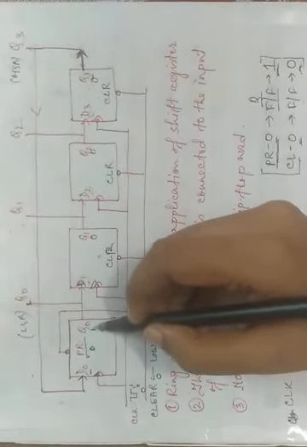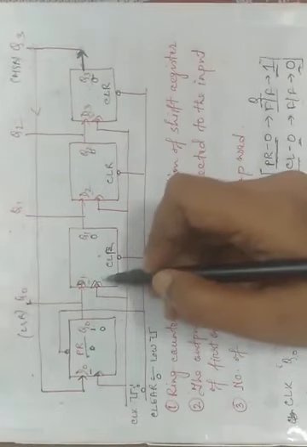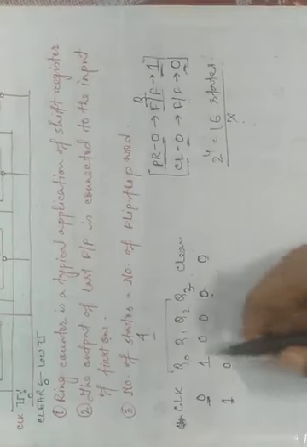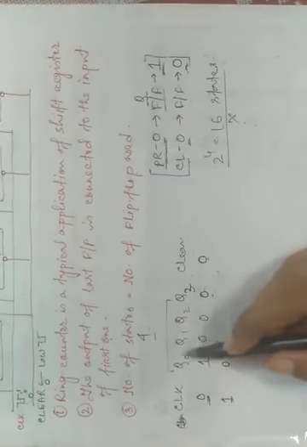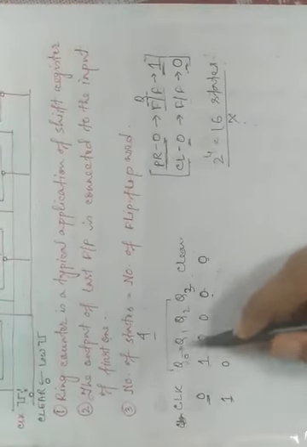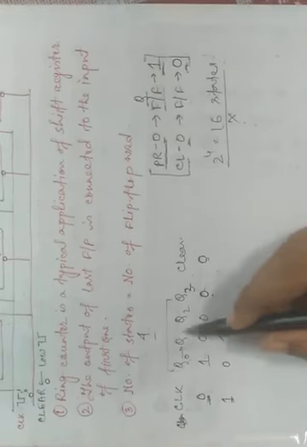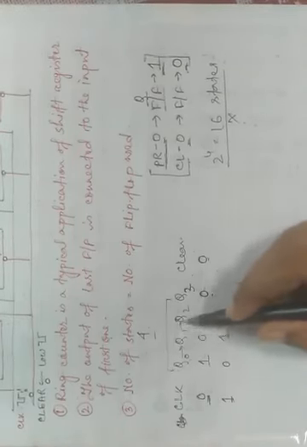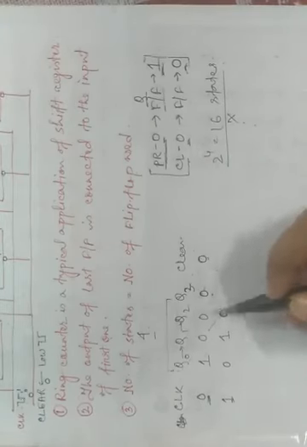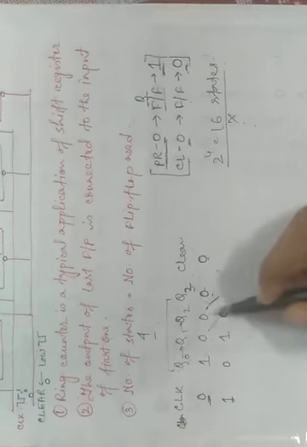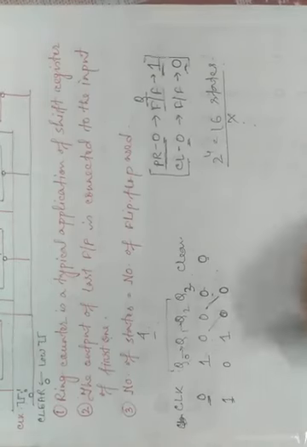Now D1 gets the Q0 value. That means Q1 becomes 1, as it shifts in this direction. So the Q0 value goes to Q1, that means it goes to 1. The Q1 value goes to Q2, so it goes to 0. The Q2 value goes to Q3, that means it goes to 0.